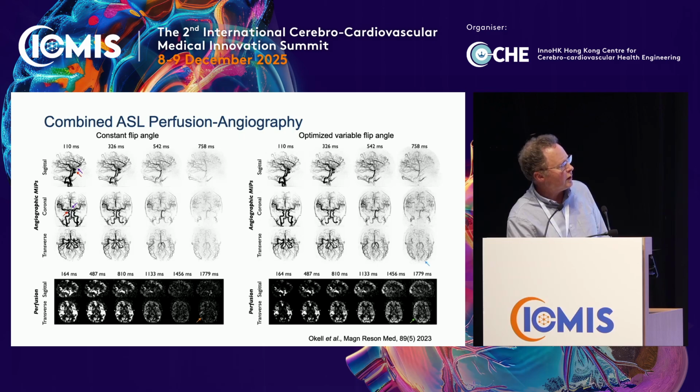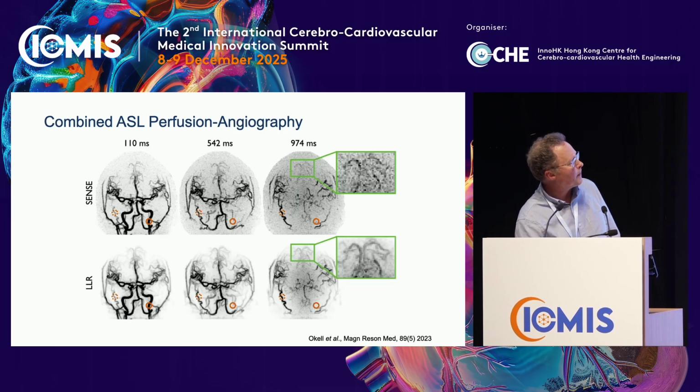Tom's also worked on optimizing this. So if you use optimized variable flip angles for the readout train, then you can improve both the angiographic information and the perfusion information and allow the signal to persist for longer as it passes through the vascular tree. He's also done some work on using low-rank reconstruction to take advantage of the spatiotemporal correlations in the data. And you can see that does quite a nice job of denoising and allowing you to see vascular features that are invisible using a conventional reconstruction approach.